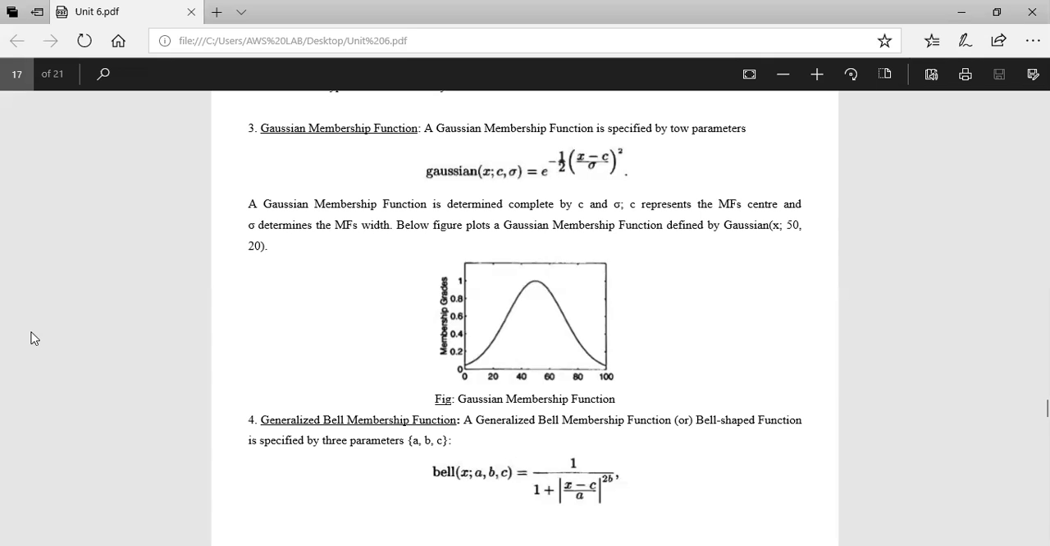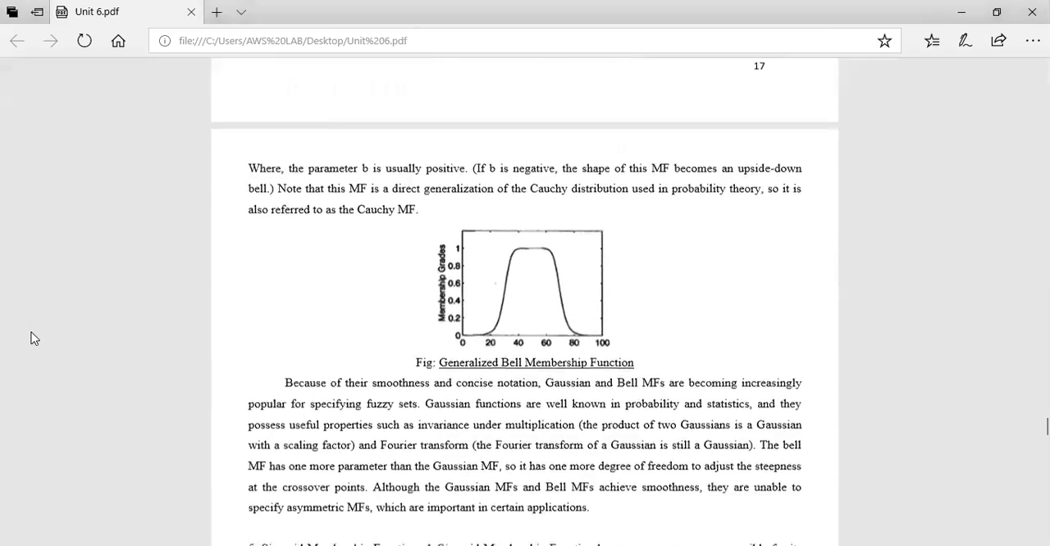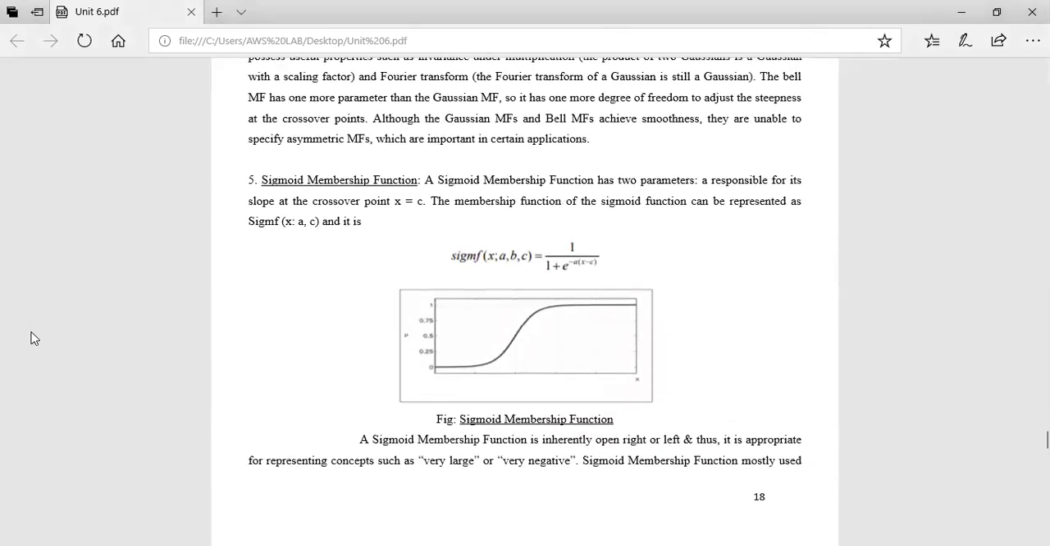So the last membership function will be sigmoid. See, before noting the membership functions, you need to remember the number of parameters used. For the triangular membership function, we require only 3 parameters. For trapezoidal, we require 4. Gaussian 2. Bell 3. In the same way, sigmoid 2. So this is how we need to remember the membership functions. Note down the sigmoid membership function equations.